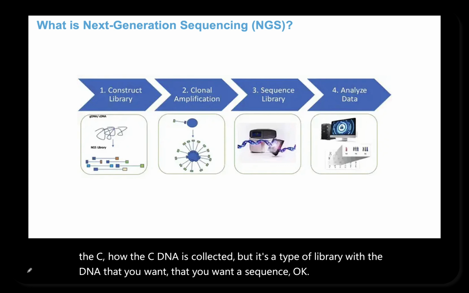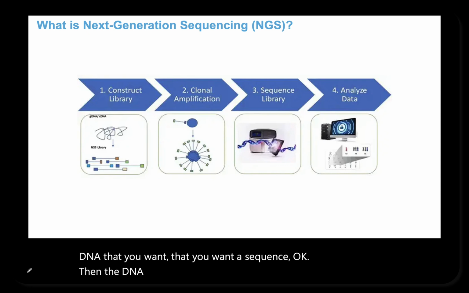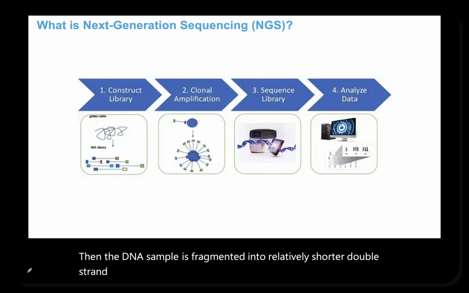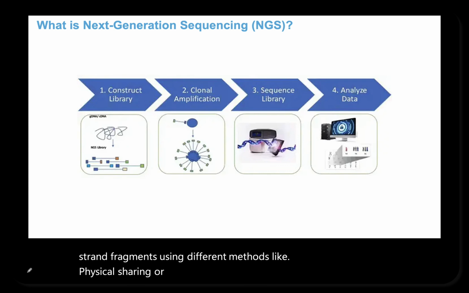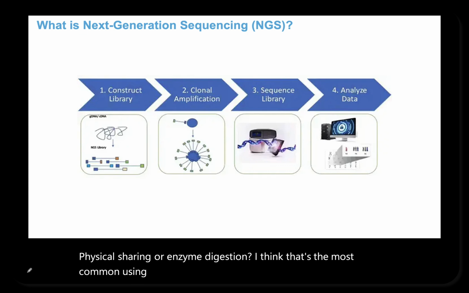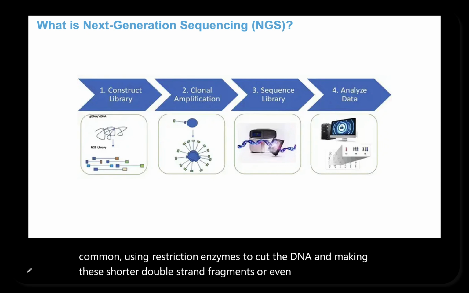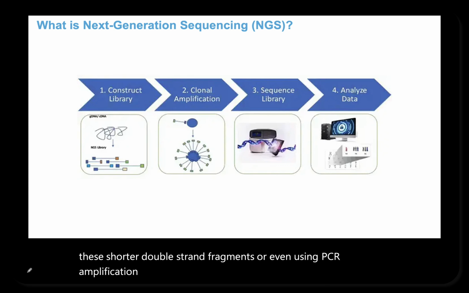Then the DNA sample is fragmented into relatively shorter double-strand fragments using different methods like physical shearing or enzyme digestion. I think that's the most common, using restriction enzymes to cut the DNA and making these shorter double-strand fragments, or even using PCR amplification of specific genetic regions.